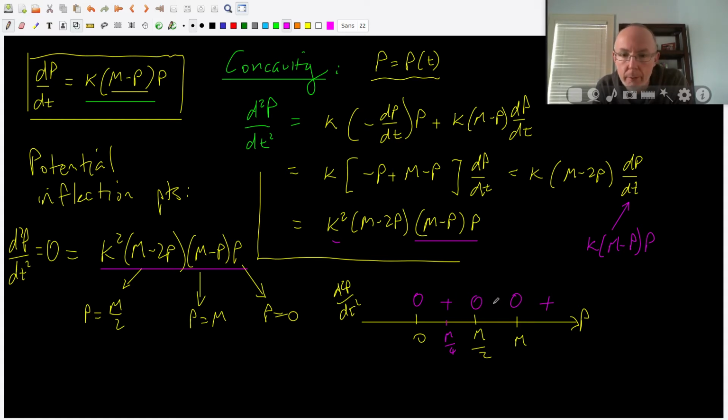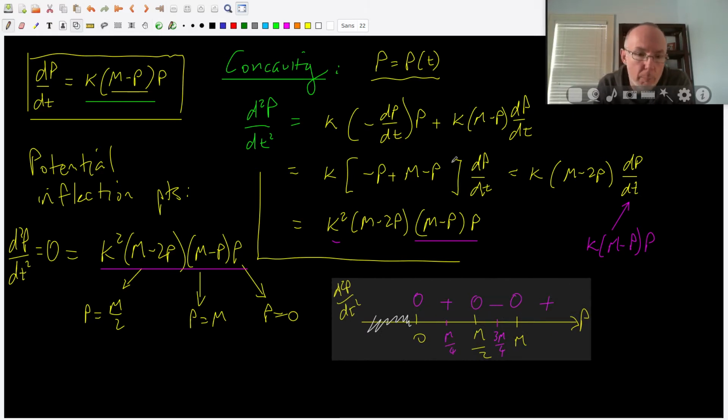And in this region, between m over 2 and m, you could choose, for example, 3 quarters of m. If I plug it in here, I've got m minus 3 halves of m, so that's going to be negative. m minus 3 quarters of m is going to be positive, and p is going to be positive. So this whole thing is negative. So there's our concavity. We actually don't care about what's happening down here because this is population, and we're not interested in population below 0. So let's put this information together in a little chart and use it to draw a picture.